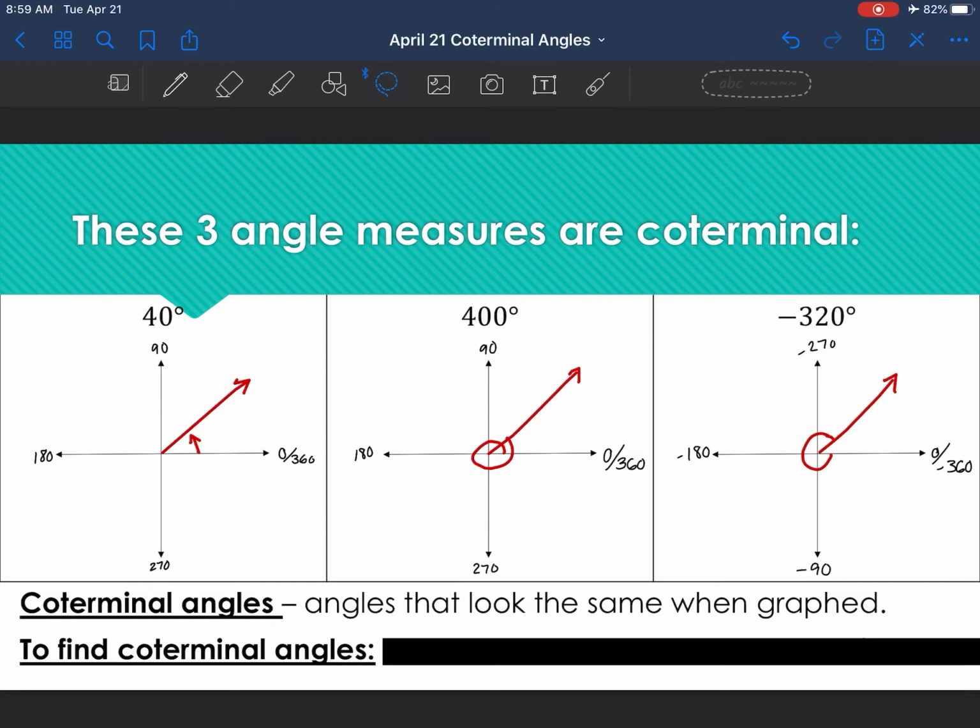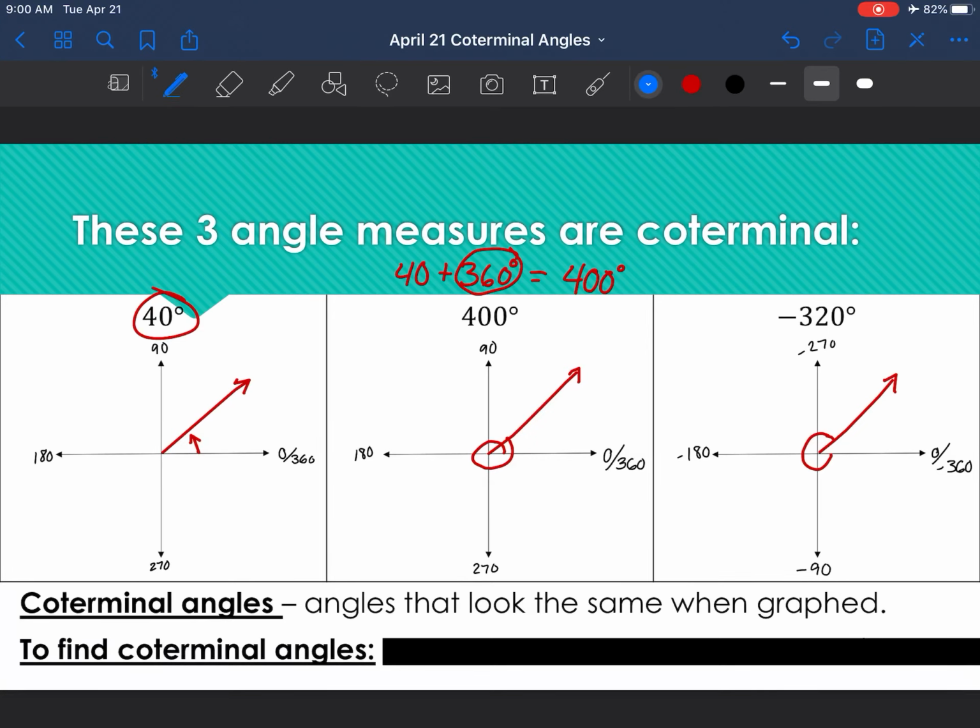Now, how can I find these without having to graph it every time? Well, it's pretty simple. I started with the 40 degrees, and to get to 400 degrees, if you start with 40 and add 360 to that, you end up getting 400 degrees. Now, why 360 degrees? Well, what is 360 degrees? It's a full rotation, exactly. So since it's a full rotation, all I'm doing is taking the 40 degrees, then rotating all the way around past the 40 degrees, and you end up in the same place.